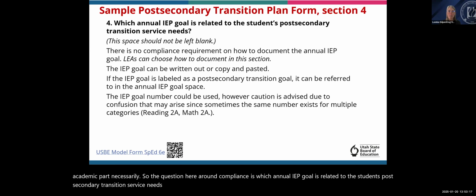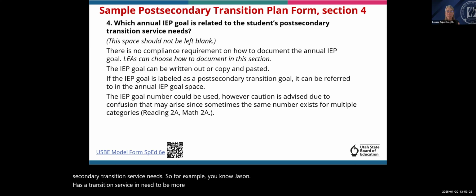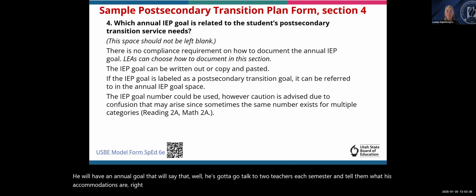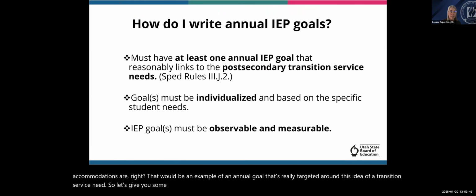So the question here around compliance is which annual IEP goal is related to the student's post-secondary transition service needs. For example, Jason has a transition service need to be more comfortable talking about his accommodations. So maybe we'll have an annual goal that says he's got to go talk to 2 teachers each semester and tell them what his accommodations are, right? That would be an example of an annual goal that's really targeted around a transition service need. So let's give you some examples of what this might look like.